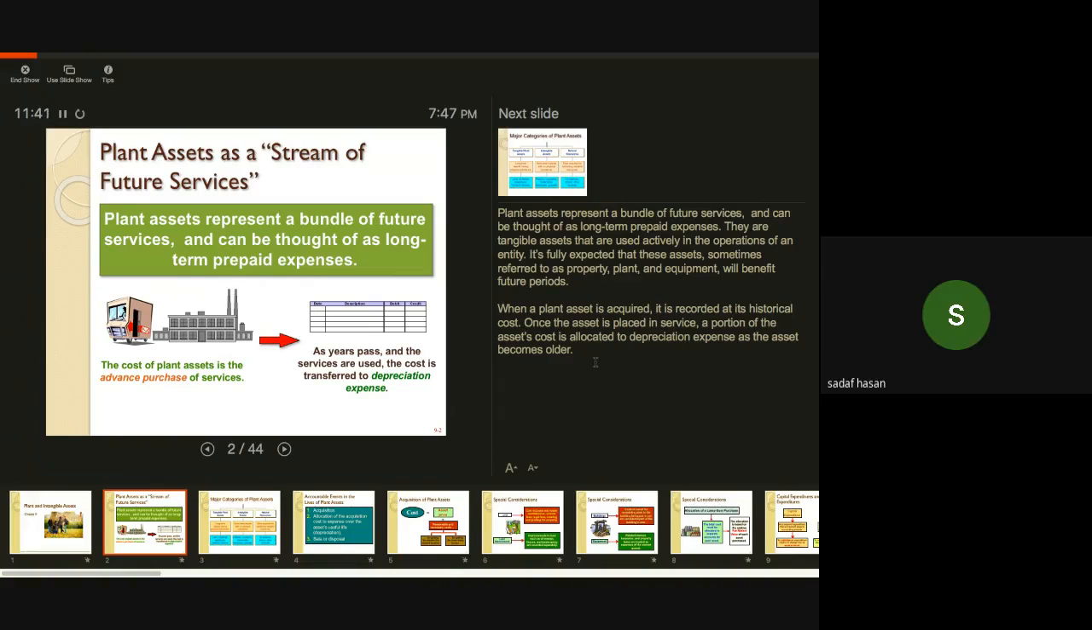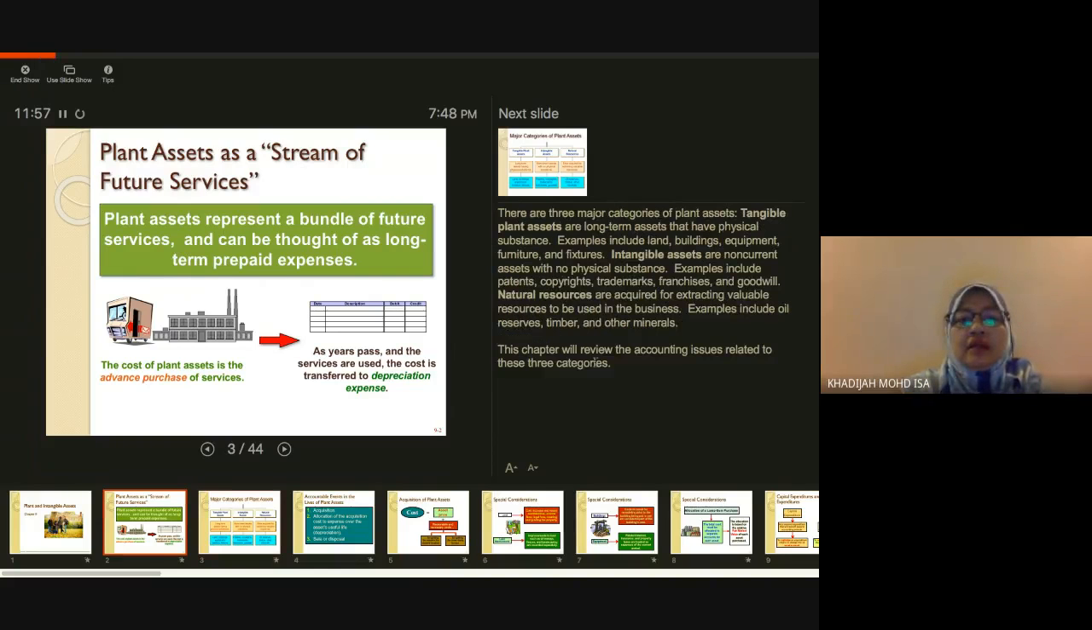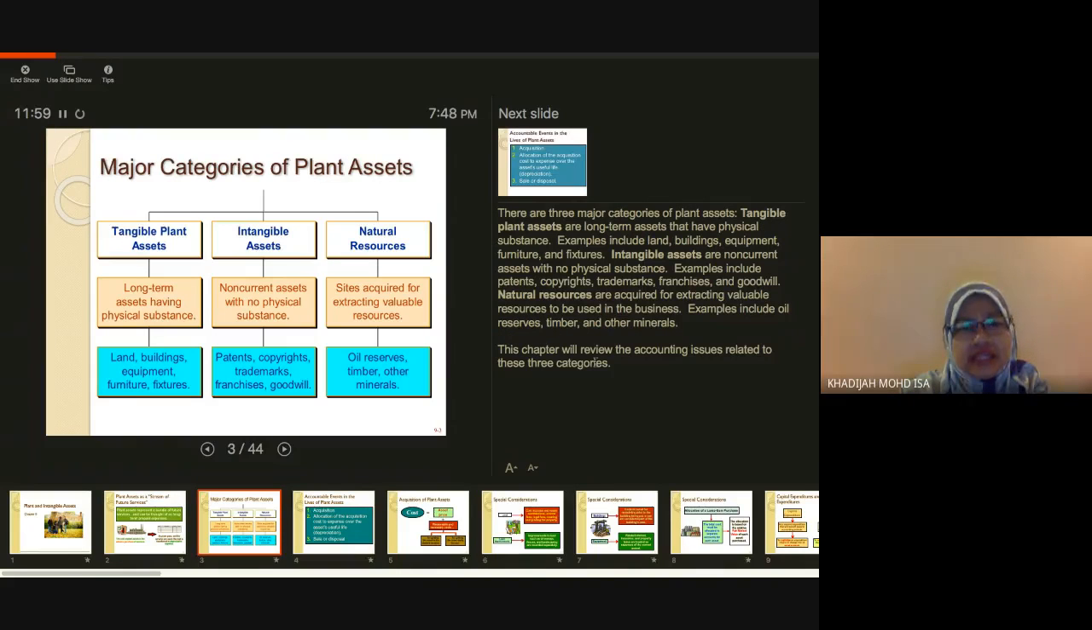So that's what you did last time, the depreciation, right? Yes. As years pass and the service is used, the cost is transferred to depreciation expense. So that's the concept of converting from an asset to an expense. These are the major categories of plant assets.